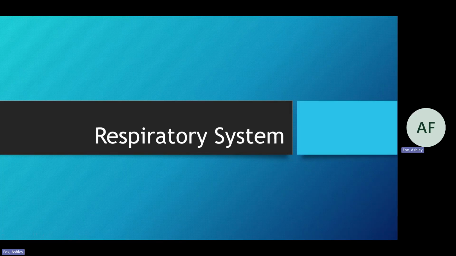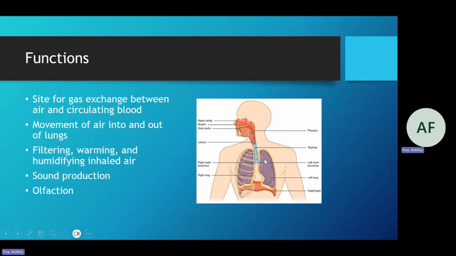Starting the respiratory system, first we're going to go over some anatomy and function, and then we're going to go over physiology in later videos. First off, function. The major function is the site of gas exchange, and the gases we're talking about are oxygen, which is going from the lungs into the bloodstream, and carbon dioxide, which is going from the bloodstream to the lungs to be expired.